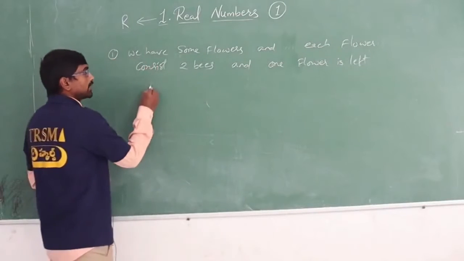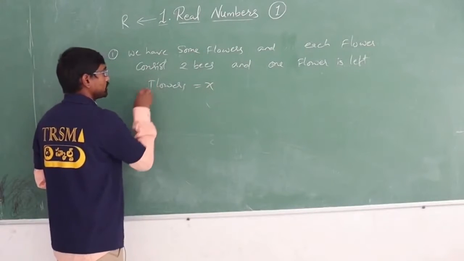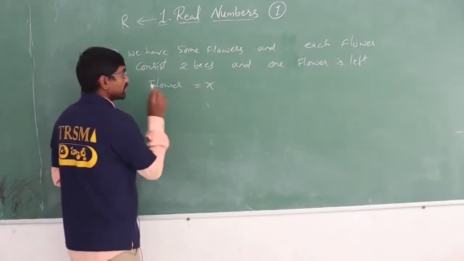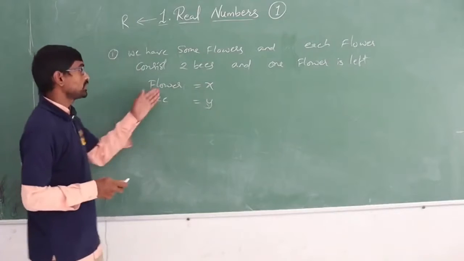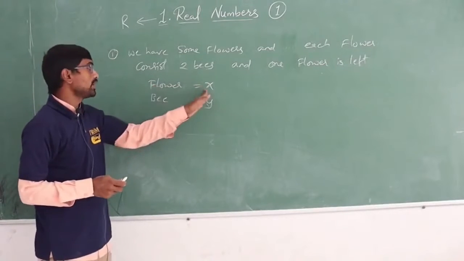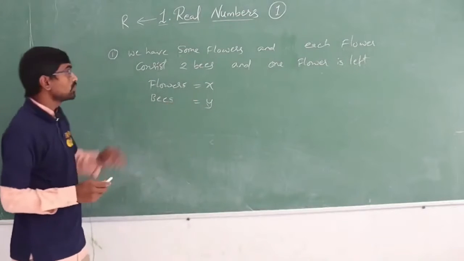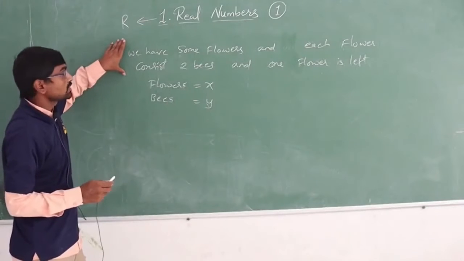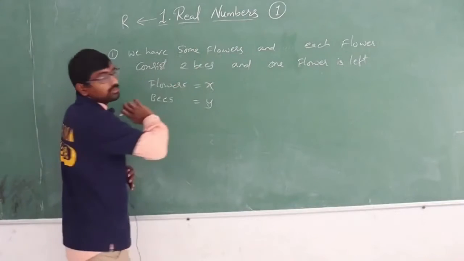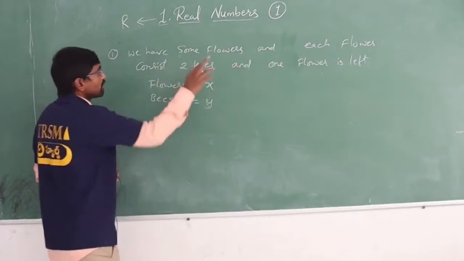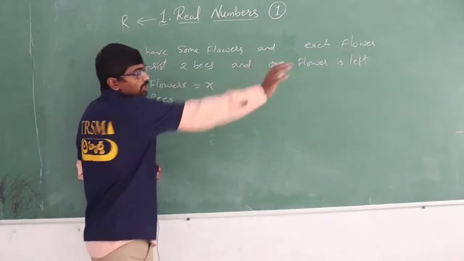Okay, so let us assume the number of flowers is equal to x and the number of bees is equal to y. Depending upon this statement, we have to convert it into the form of an equation. You can see here, in a garden we have some flowers, on each flower there are 2 bees, and one flower will be left.